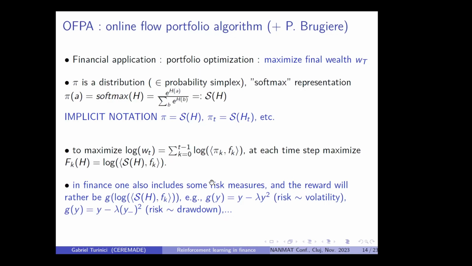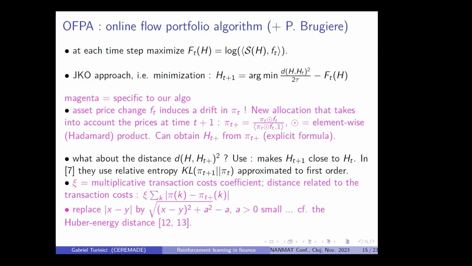I will not enter into detail, but sometimes you want not only to maximize your reward, but minimize the risk. And this I will not discuss. Time does not allow to do everything. So you want to maximize that f of h. The JKO approach would tell you, well, just minimize the distance from the previous one minus the function f.